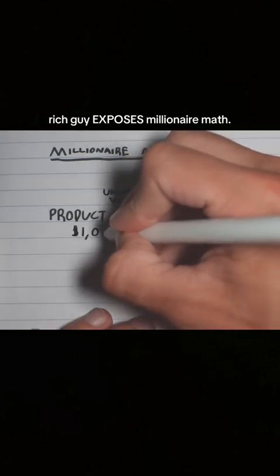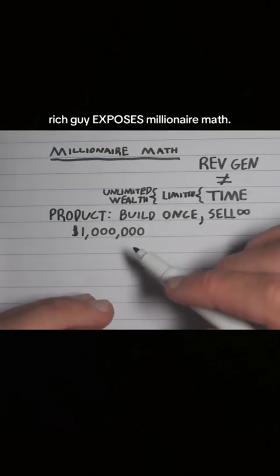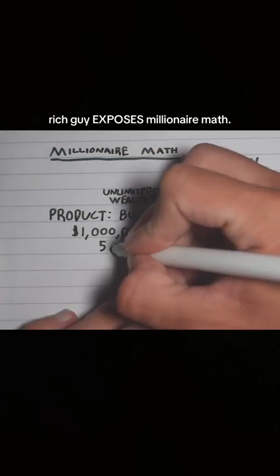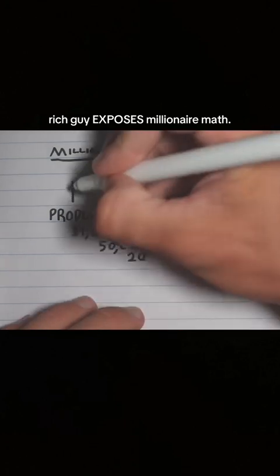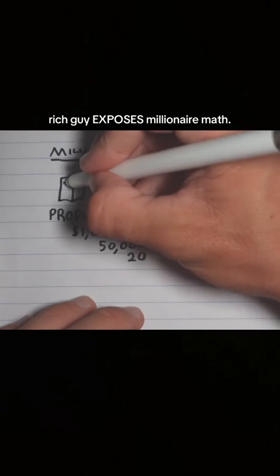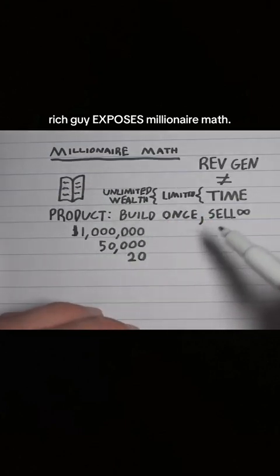We're gonna reverse engineer this from $1 million because this is literally 10 years of income for the average American. All you would need to do is get 50,000 customers for something that costs $20. For the sake of this video, we're gonna say that the product is an ebook, so it hits the target of build once, sell unlimited times.